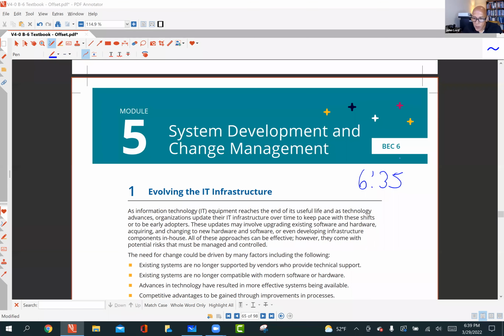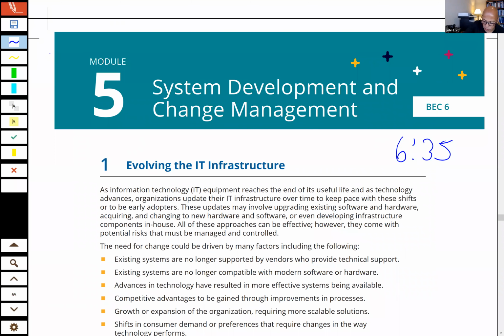Resume the recording and let's take a look at module 5 here. And really, even though they've broken this back part into different modules, what we're going to really be looking at is this idea of change, okay? System change, system development, system change, and then management of that change.